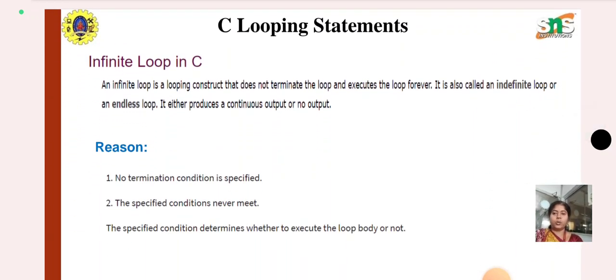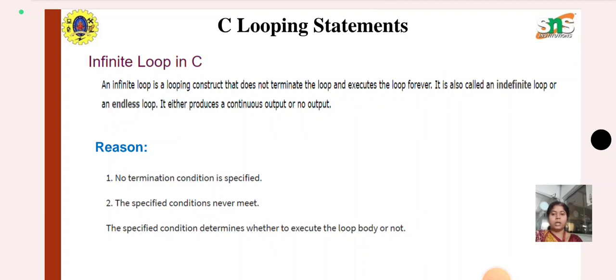And we have another loop called the infinite loop. In some cases we don't have any termination in the loop, so that is called an infinite loop. It won't end; an endless, indefinite loop will be executed. The reasons for calling it an infinite loop are that we don't have any termination condition in the specific loop, or the specified condition never meets. The conditions determine whether to execute the body of the loop or not. So this is the infinite loop.